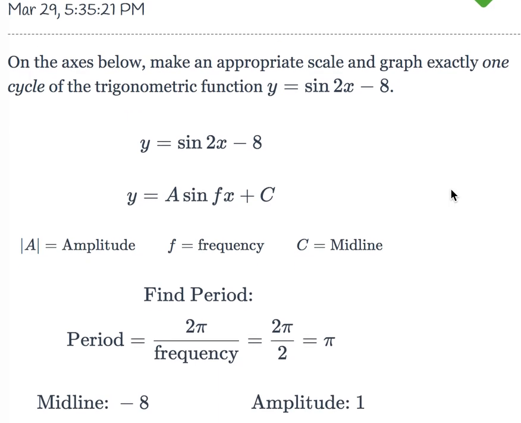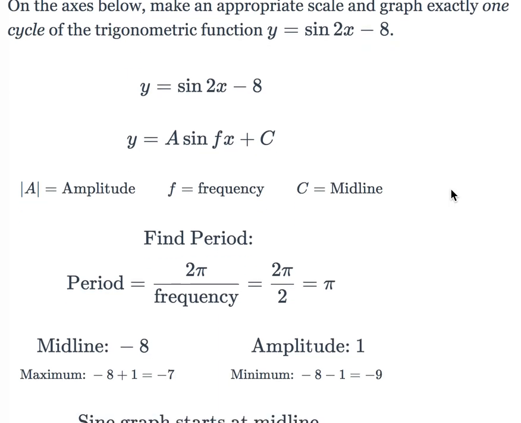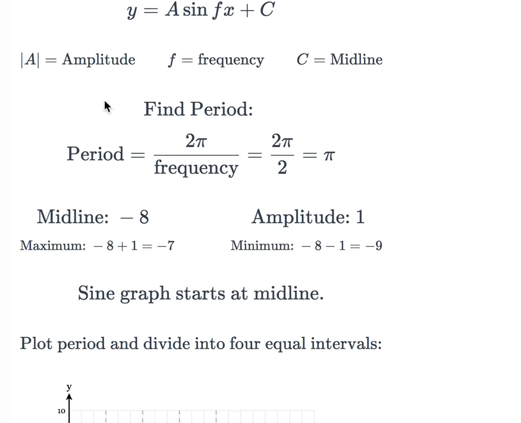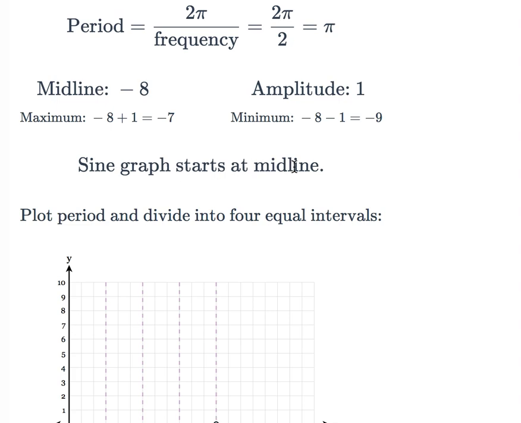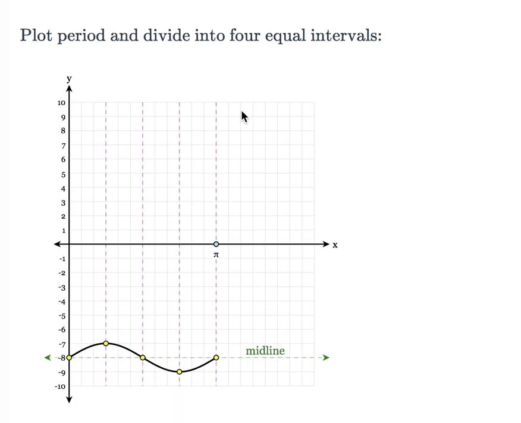Hooray, I'm correct. Again, because I couldn't type out the work, just to show you here the work, our amplitude is this first value here, which is 1. Our midline is the last value here, which is -8. To get our max and min, we add and subtract those. Sine starts at the midline. Plot the period and divide into 4 intervals. They're not actually dividing into 4 on here, even though they make that mark.